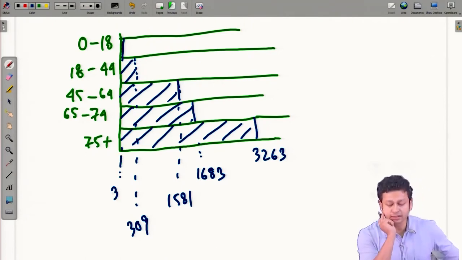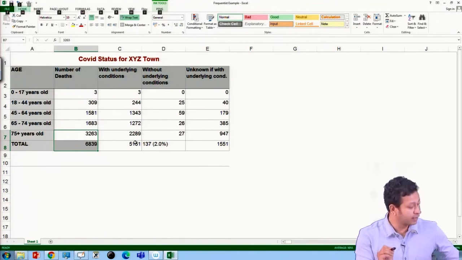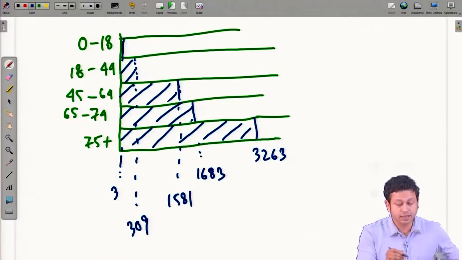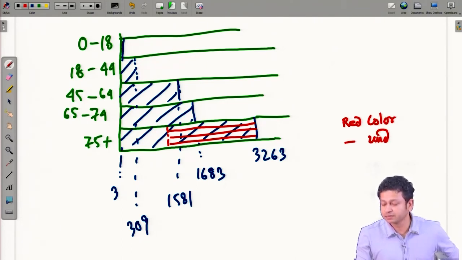So, now suppose I want to answer the previous question, where I want to understand the number of people who died with a condition. Let us say I want to plot the data on the condition part. So, for 75 and above I see that 2289 people had underlying conditions. So, if I plot that, let us say I am plotting in red color, and it will not be to scale, but still let me try that. So, these are the people with condition. Red color is the underlying condition.